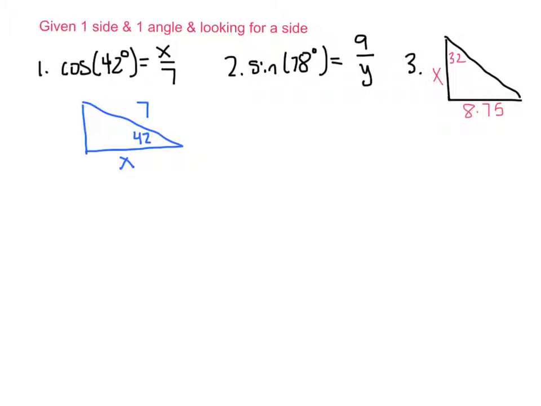So now that I'm solving this, if the cosine of 42 equals x over 7, I can find the cosine of 42 degrees using the calculator. If I'm solving for x, all I have to do is multiply both sides by 7, and the 7 in the denominator would go away. So 7 times the cosine of 42 degrees will give me x. So here x equals 5.2.